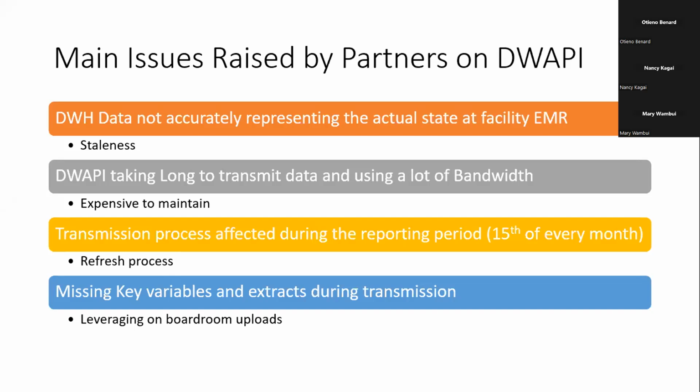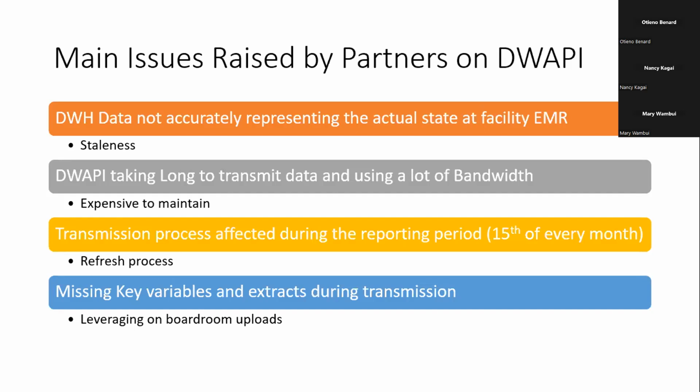So we will have problems and back and forths with this facility as to why the data is not accurately being represented at the data warehouse. So that is one of the issues that we got from you. Again, you told us that DWAPI was taking too long to transmit data, and it was using a lot of money and bandwidth sending the same data. Again, that was a problem, and it was expensive to maintain DWAPI in the state that it was in.